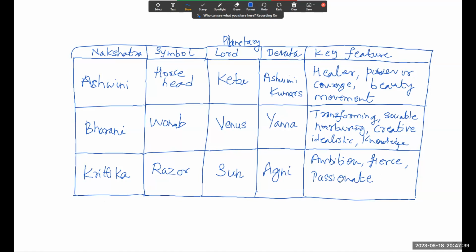The next one also comes under that, Rohini. Passionate. Kritika: the other thing is, since it is a razor, they will be sharp in many things. Sharp means sharp in speech, and sharp in their approach. It can be very direct, very straightforward. Okay. This much recap is good.